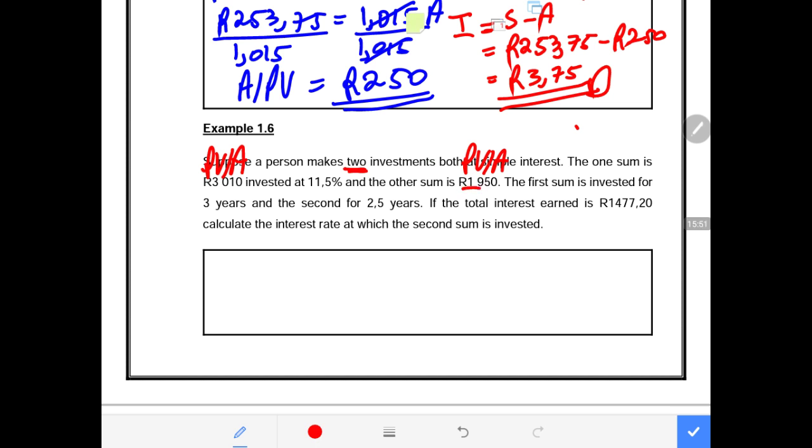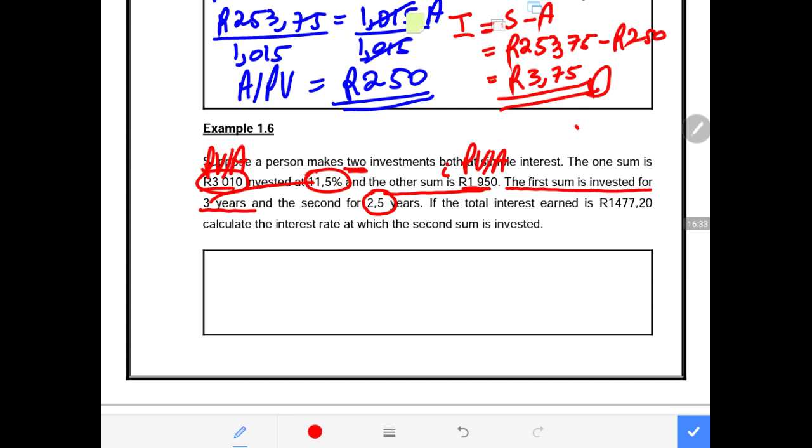But we don't know the interest for this one because there is a full stop. We know that the first investment was invested at 11.5% interest, and the second investment is 1,950. We don't know the interest rate for the second investment. Then it says the first investment was invested for a period of 3 years. So that means this amount of 3,010 was invested at 11.5% for a period of 3 years. Now it says the second investment was invested for a period of 2.5 years. And once again, we don't know the interest rate the second investment earned.